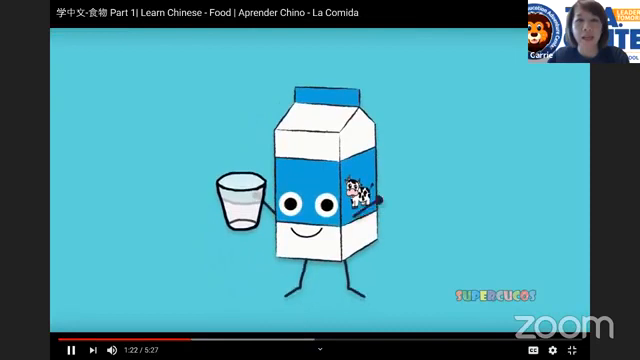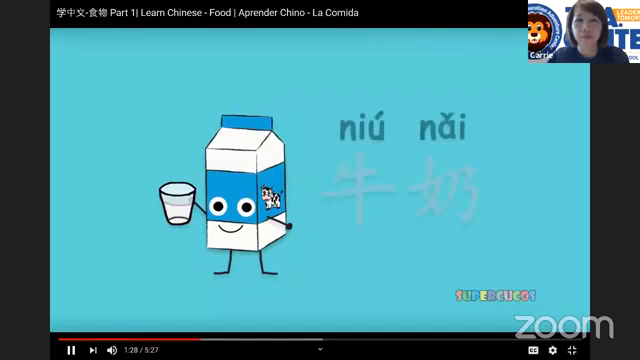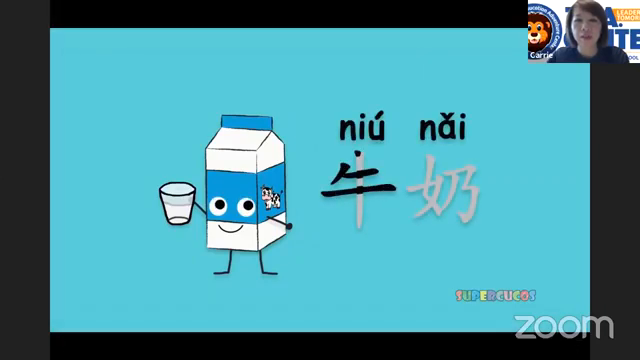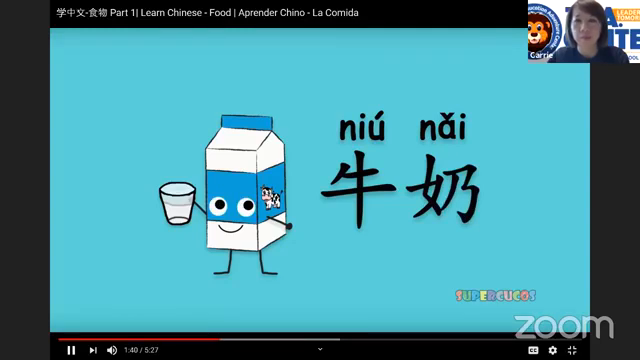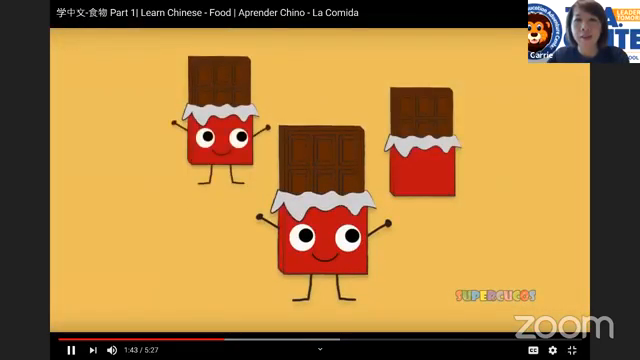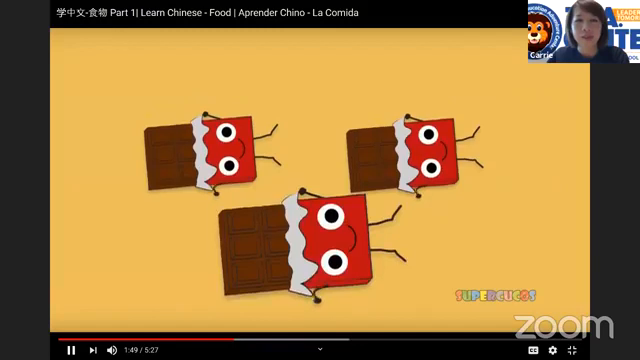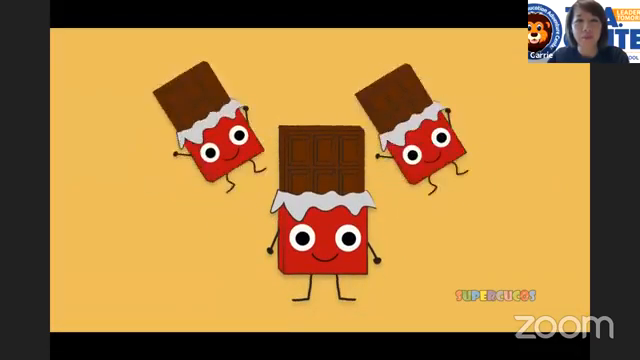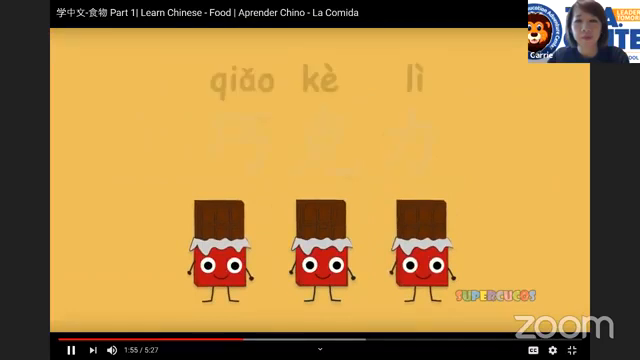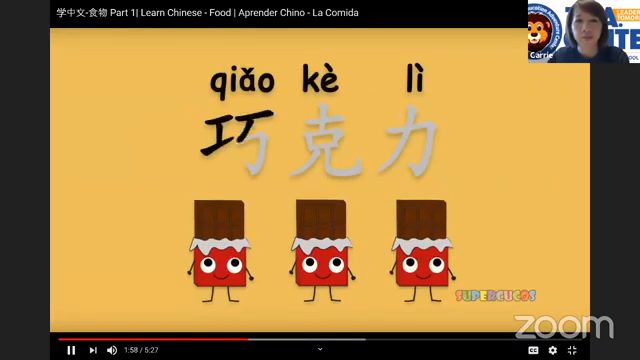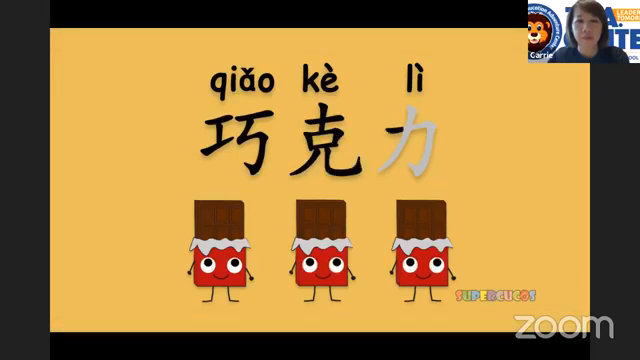This is 牛奶. And this is how the Chinese characters 牛奶 look. Now one of the favorites: 巧克力, chocolate. 巧克力.